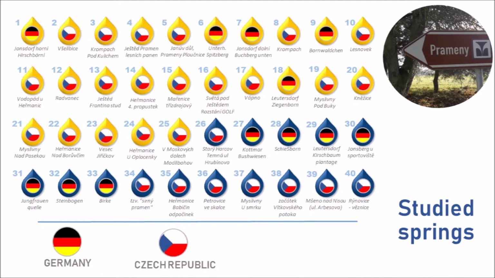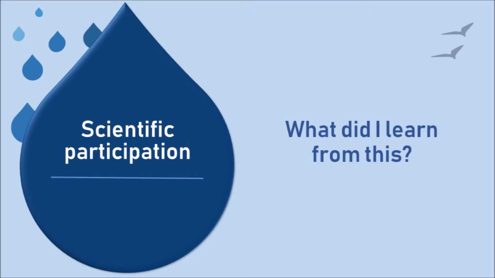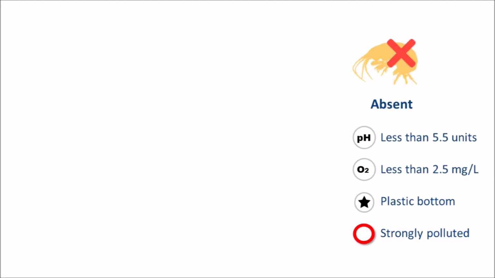Here, we can see the springs ordered by nationality. The most abundant population was in Germany, as I said, and many others were in Czech territory. What did I learn from the research and what are the conclusions? Springs with pH below 5.5 units and dissolved oxygen below 2.5 milligrams per liter didn't have Gammarus.